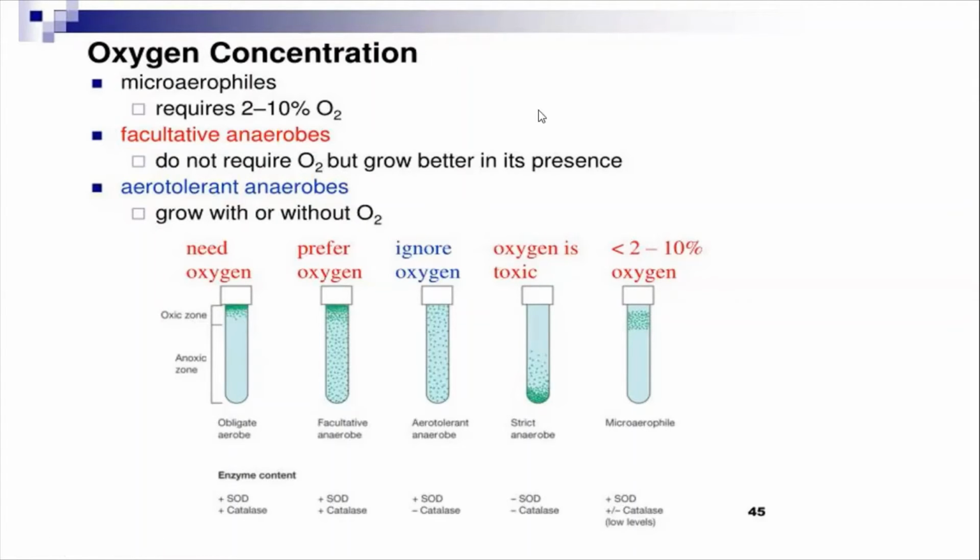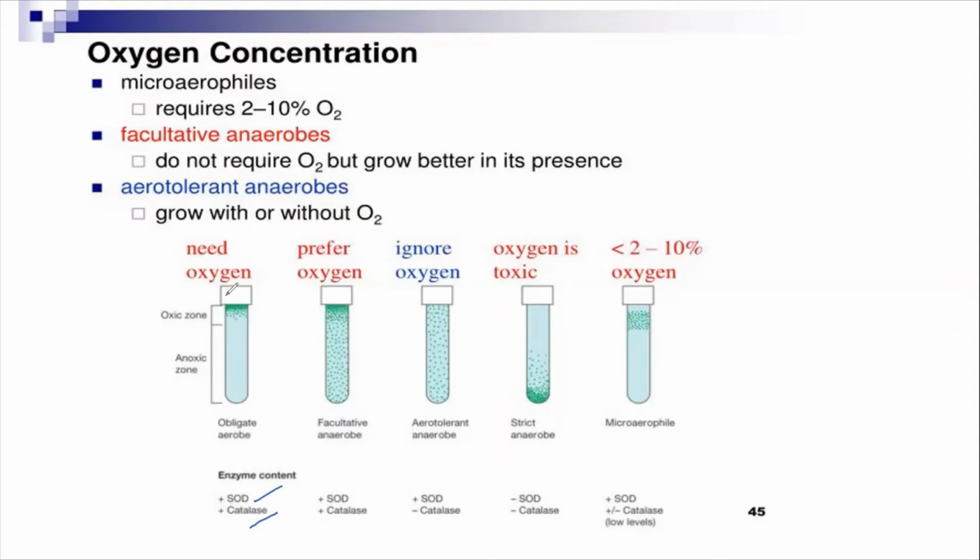SOD is which enzyme? Dismutase. Superoxide dismutase, correct. Now this is the oxygen, what happens with the obligate aerobe. Whenever SOD and catalase are added, bubble formation will come. There you can see this oxygenic zone is coming, and where the oxygen is not present.